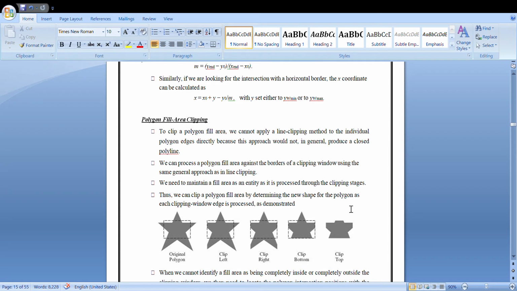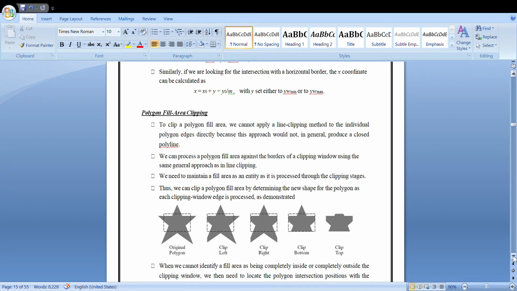After understanding the line clipping algorithm, that is the Cohen Sutherland, and also understanding one of the examples, let us move on to the next topic, that is the polygon fill area clipping. So now we understood how we can perform line clipping or point clipping. Now what if we have a polygon and we need to perform the clipping?